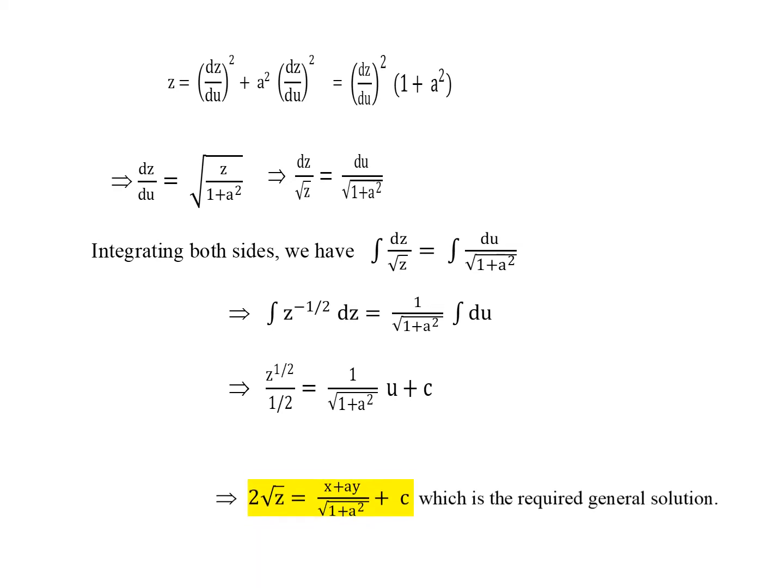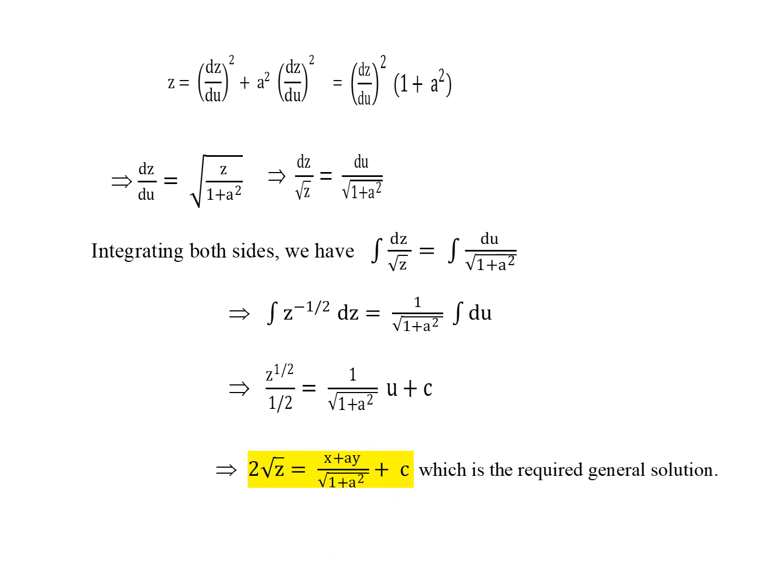Now let us replace u as x plus ay, and we get a simple expression: 2 root z equal to x plus ay by root of 1 plus a squared, plus c. Again, when you observe here, we have only two arbitrary constants, and hence this is the complete solution, which is of course the required general solution here. Let us do one more problem of this type.